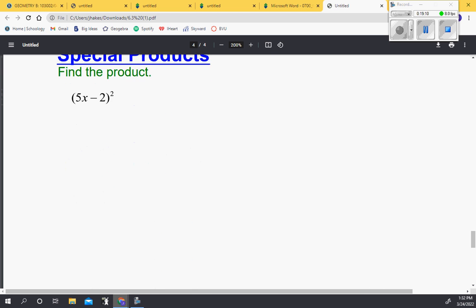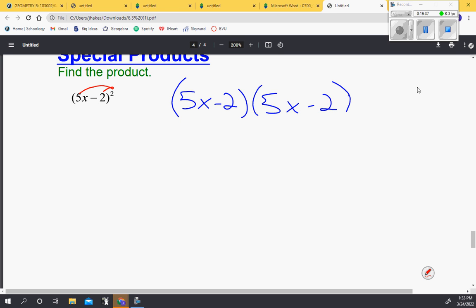I think this is the last one. Yep, last one here. Find the product. We have 5x minus 2 squared. What we have to do is we have to rewrite this. It's 5x minus 2 times 5x minus 2. And I'll show you why. What a lot of people like to do is they like to throw this 2, distribute it, and we get 25x squared minus 4 is what a lot of people think.